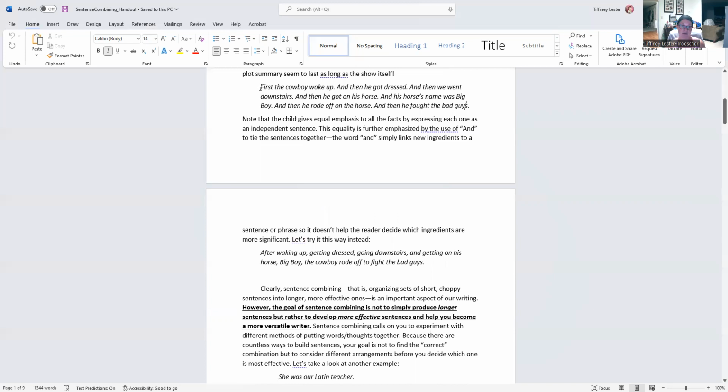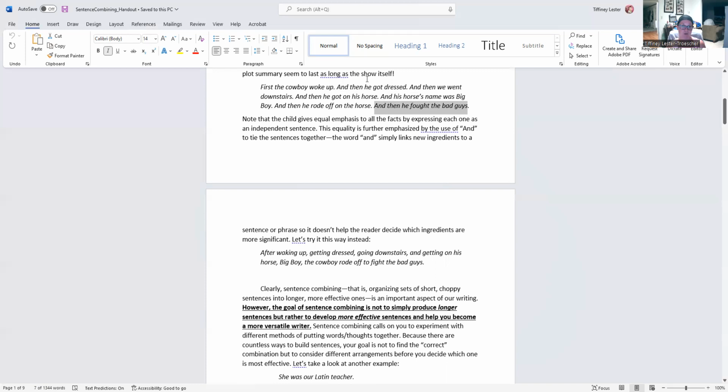So you'll notice how up here, first the cowboy woke up, one sentence, and then he got dressed, two sentences, and then he went downstairs, three sentences, and then he got on his horse, and his horse's name was Big Boy, and he rode off on the horse, and then he fought the bad guy, right? Like 7 separate sentences. When we combined them down here, we didn't combine the full entirety of all 7 sentences. We combined the main ideas from each of the 7 sentences.